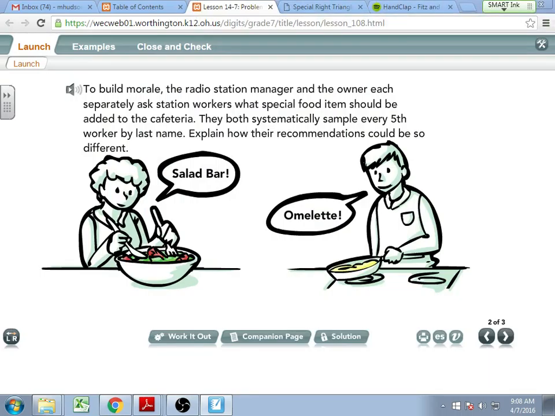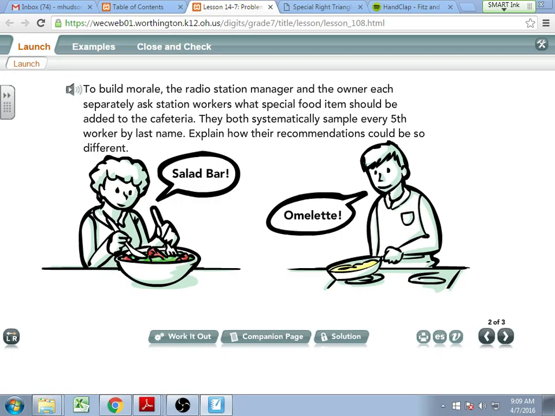So the big thing we're doing here today is talking about which sampling method is better. So let's look at this situation. We have a radio station, and the manager wants to give a staff appreciation meal. A lot of times, people like food, so if you want to show appreciation, you can get people food. So he decides to survey his staff. They both systematically sample every fifth worker by last name. How would their recommendations end up so different?